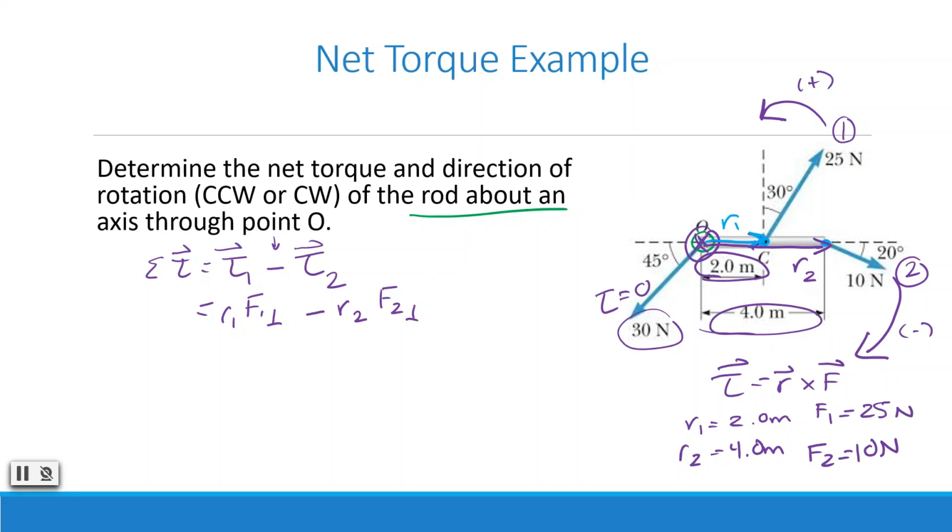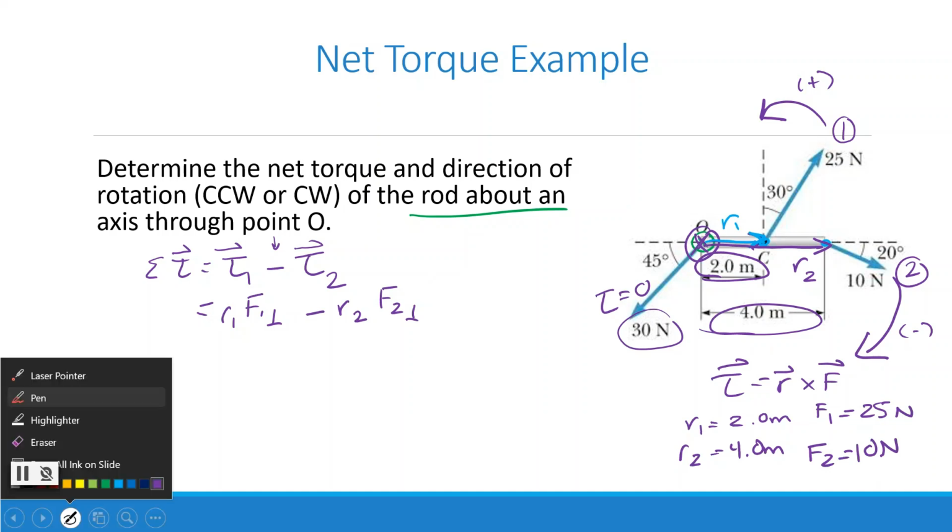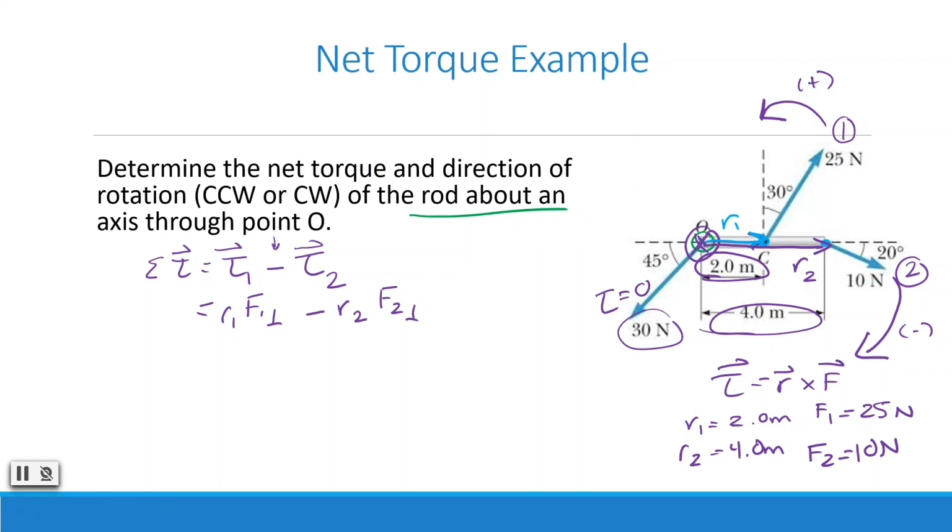Now, if you look at these 2 forces, neither of them is acting perpendicular. So I need to find the component of these forces that's perpendicular to the lever arms. For the first force, I'm going to make a triangle here. F1 perpendicular is this side right there. It's the adjacent side of the triangle where my 25 newtons is the hypotenuse. So F1 perpendicular is going to be F1 cosine of theta 1, and I'm going to call this angle theta 1.